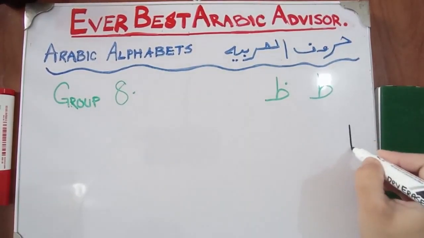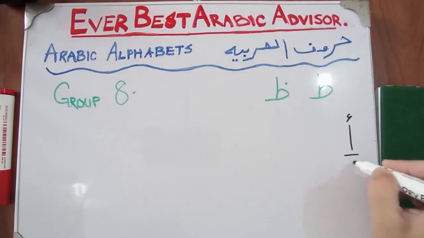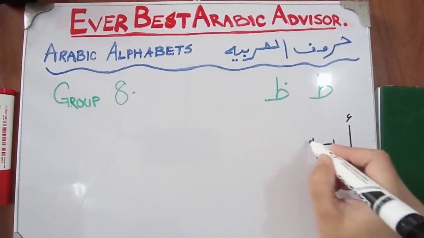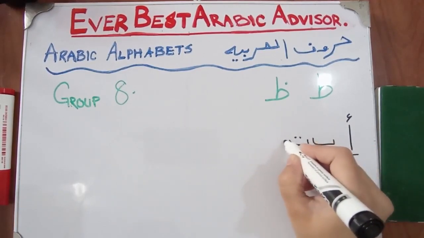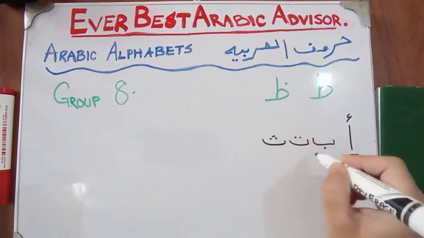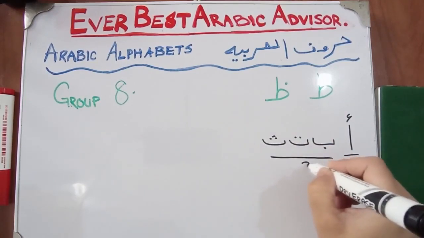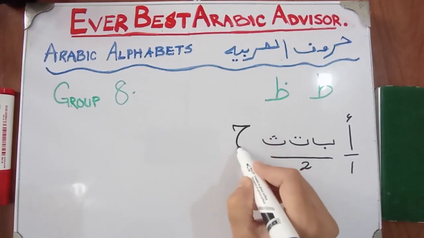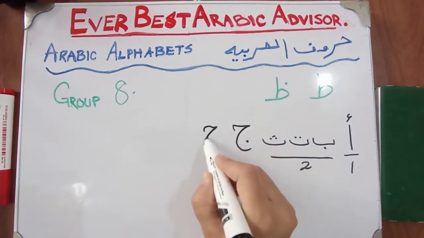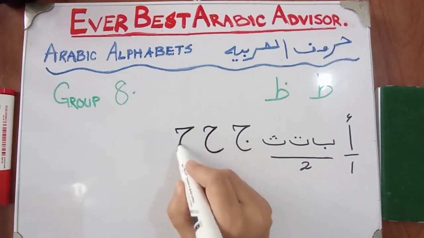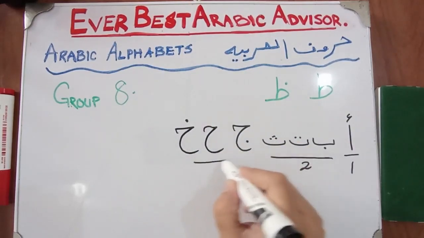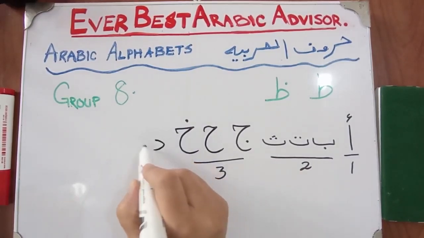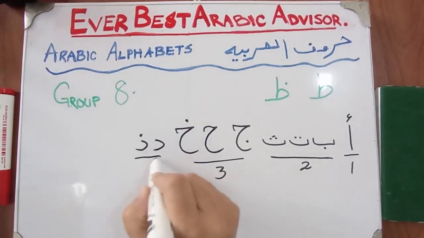In group number 1, we discussed 2 letters, Alif and Hamza. In group number 2, we discussed the next 3 letters, Ba, Ta, and Sa. In group number 3, we discussed the next 3 letters, Jim, Ha, and Kha. In group number 4, we discussed the next 2 letters, Dal and Zal.